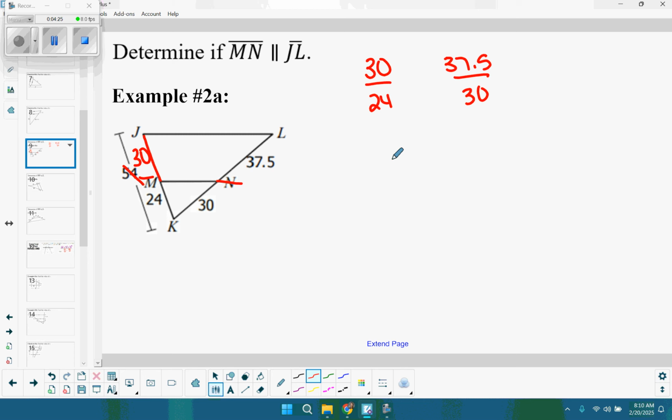I can reduce both. 30 divided by 24 is 1.25. 37.5 divided by 30 is 1.25. So that's equal. So this answer is yes. I need to show this work before I can give an answer of yes. And if I was really explaining it, I would say yes because the sides are broken up proportionally.